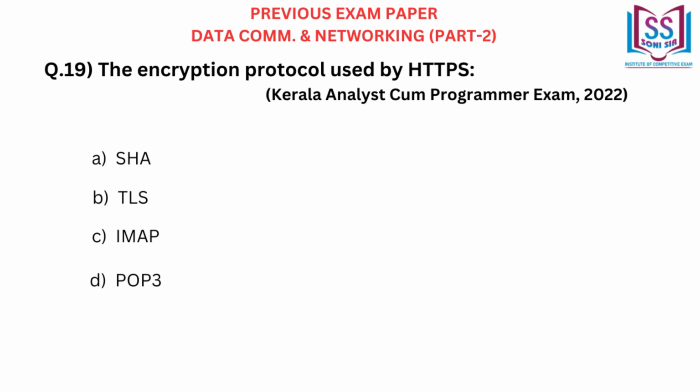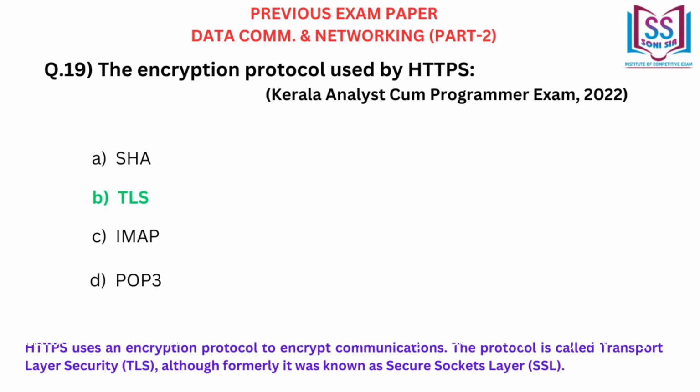The encryption protocol used by HTTPS: A. SHA. B. TLS. C. IMAP. D. POP3. Correct answer B. TLS. HTTPS uses an encryption protocol to encrypt communications. The protocol is called Transport Layer Security, TLS, although formerly it was known as Secure Sockets Layer, SSL.